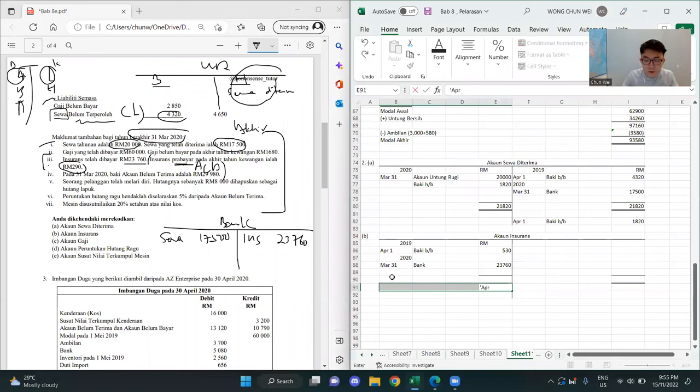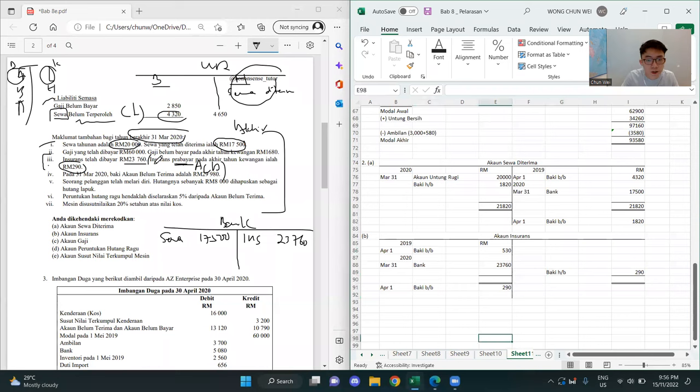So, April 1. Baki BB. Can you see now? Or here you want to write insurance prabayar also can. So, this is 290. So, when there is a Baki BB, there is a HB. So, you bring up your Baki HB of 290. So if here you put insurance prabayar, you must write insurance prabayar for this one also. All right, these two must be the same. Baki BB, then Baki HB. If here you put insurance prabayar, this must be insurance prabayar also. Okay, this one will be insurance prabayar also.